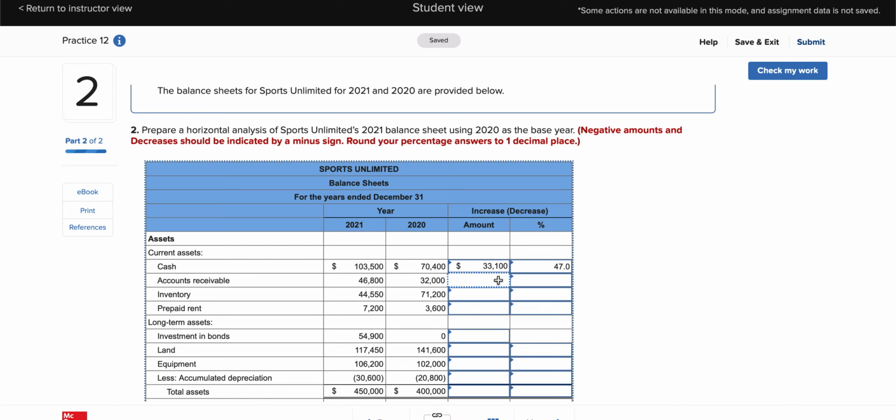Doing the same thing for receivables, there's a difference here of 14,800. That difference is positive. That 14,800 divided by 32,000, our base year, gives us 46.3% increase in accounts receivable. Inventory went down significantly. That's a minus 26,650. The minus 26,650 divided by 71,200 would give you a minus 37.4. So there was a 37.4% reduction in our inventory from 2020 to 2021.